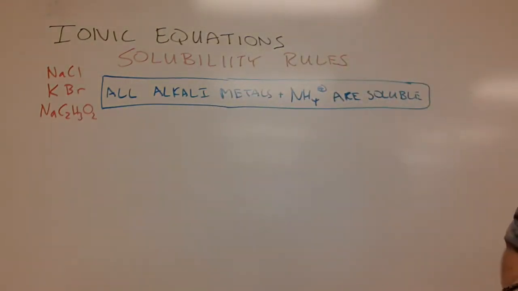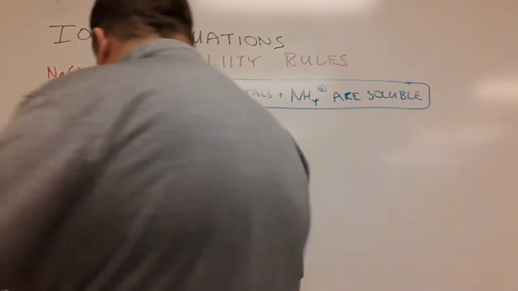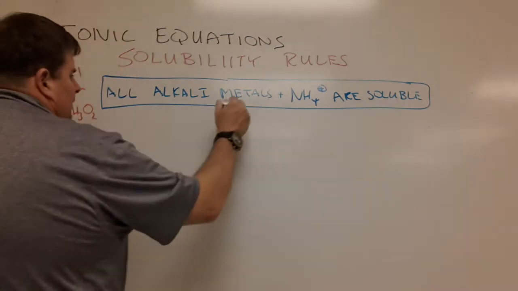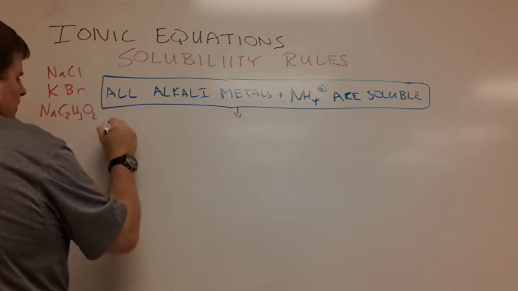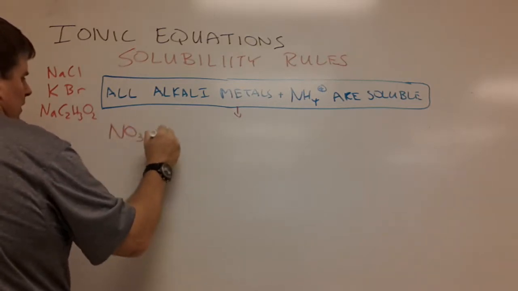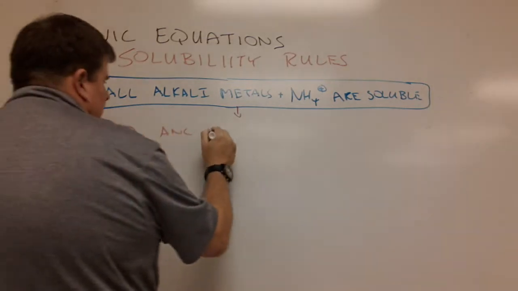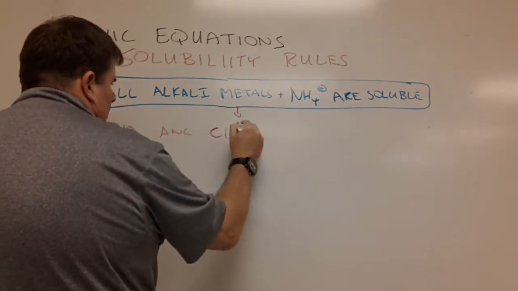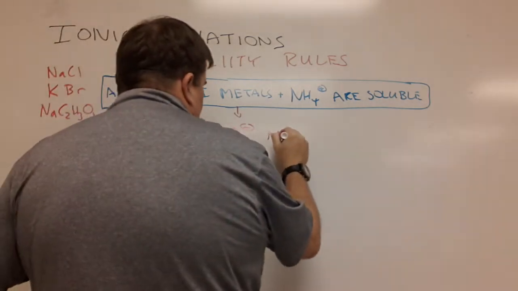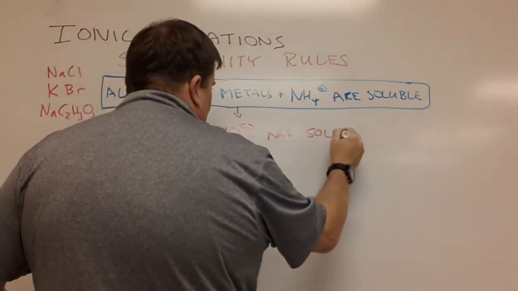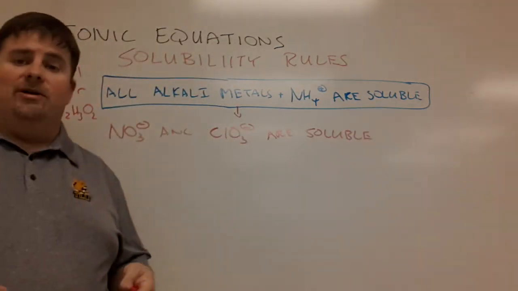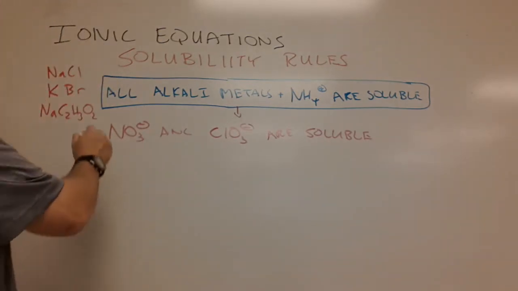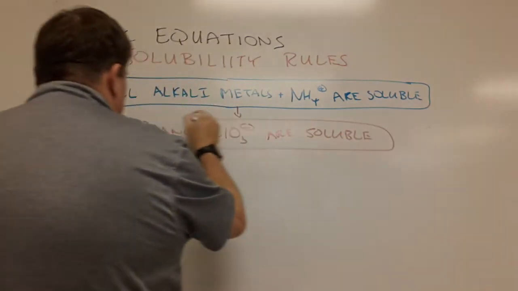The second rule that we're going to work on is anything that contains the following two. So this is rule 2. And that's anything with nitrate and chlorates are soluble. So remember from the previous example that I had silver nitrate. And I know that's soluble because all nitrates are going to be soluble. Okay? So that's my second rule.